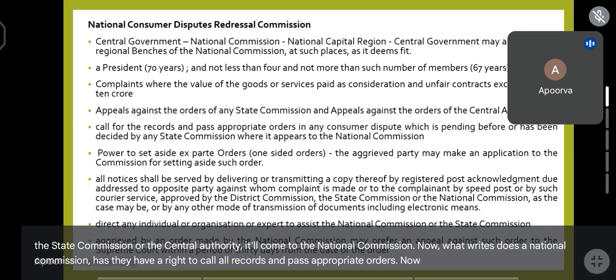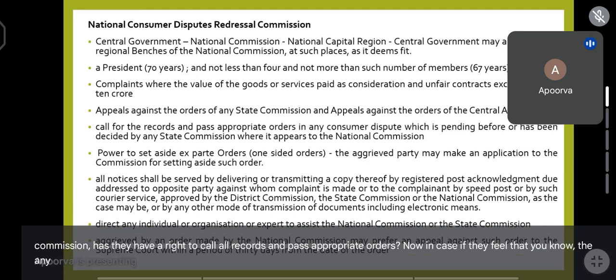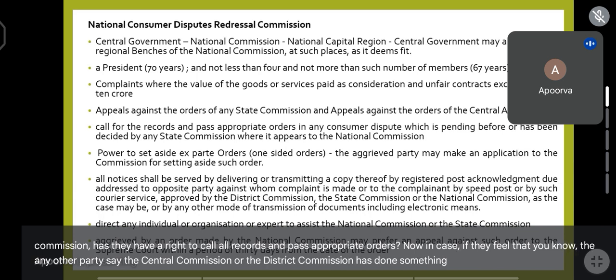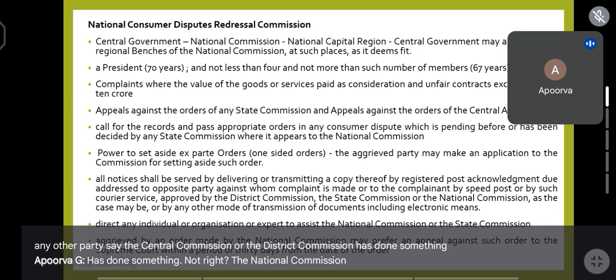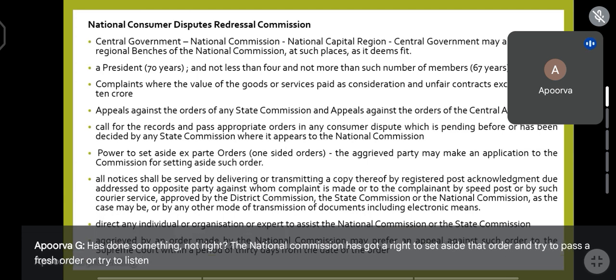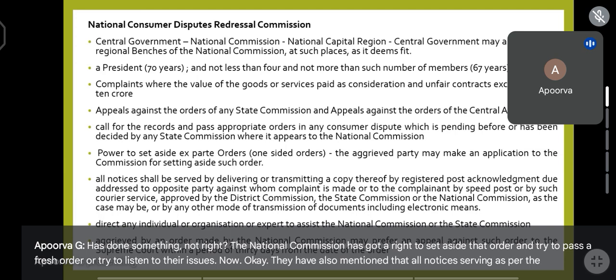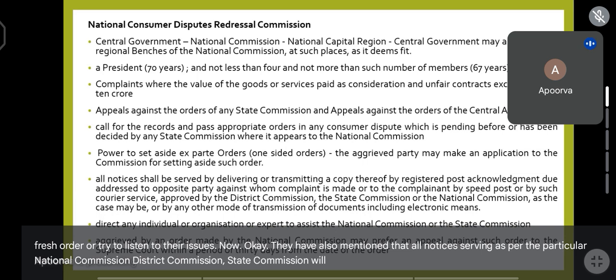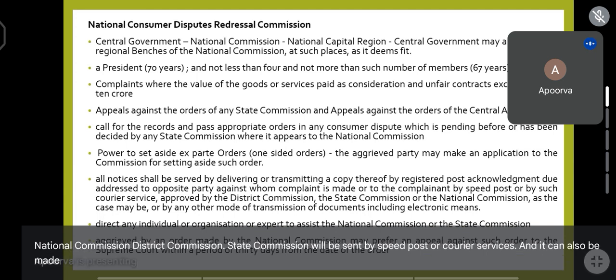If they feel that any other party, say the state commission or the district commission, has done something not right, the National Commission has the right to set aside that order and pass a fresh order or listen to their issues. All notices as per the National Commission, District Commission and State Commission will be sent by speed post or courier services, and can also be sent by electronic means. Within 30 days, if you are not happy with the National Commission, you can go to the Supreme Court.